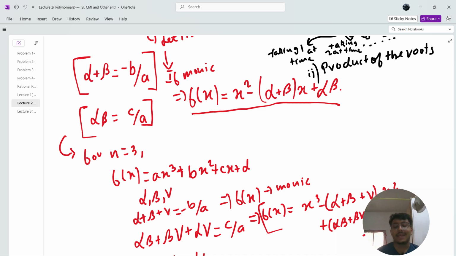f of x equals ax cube plus bx square plus cx plus d. This is my general cubic equation, whose roots are three. Cubic means 3 roots, so I have taken them to be alpha, beta and gamma. As usual, the sum of the roots would be minus b by a. Alpha plus beta plus gamma is minus b by a.